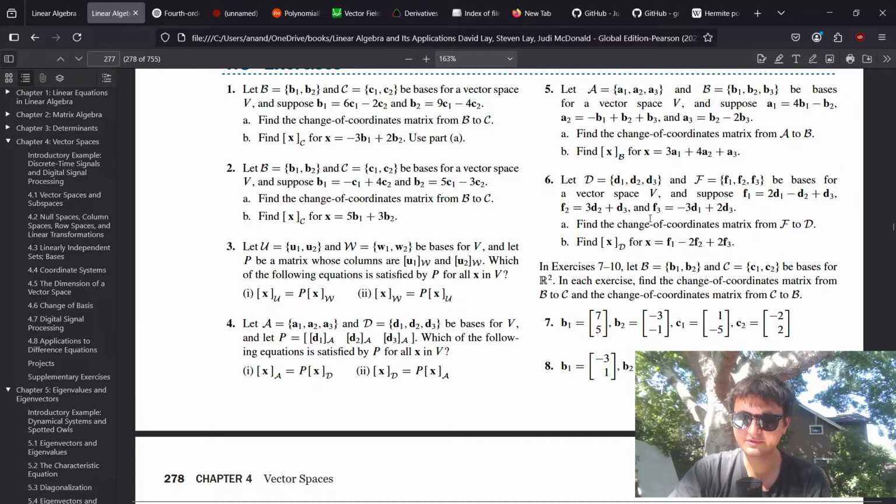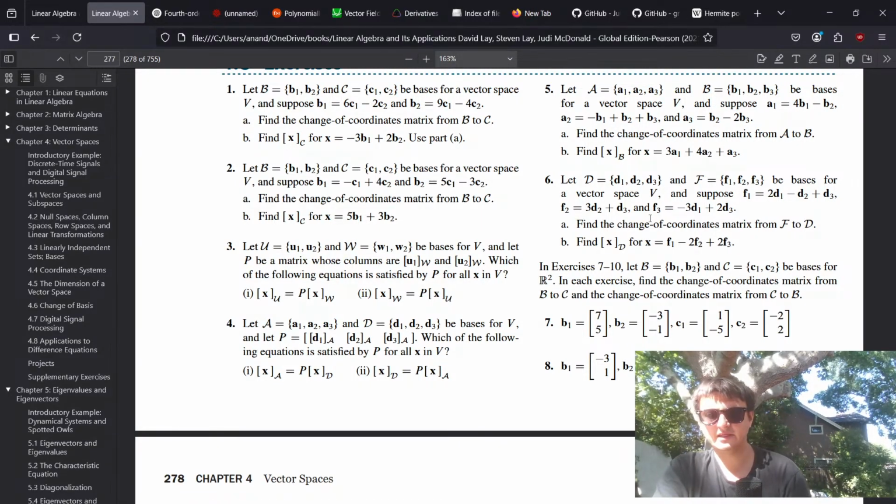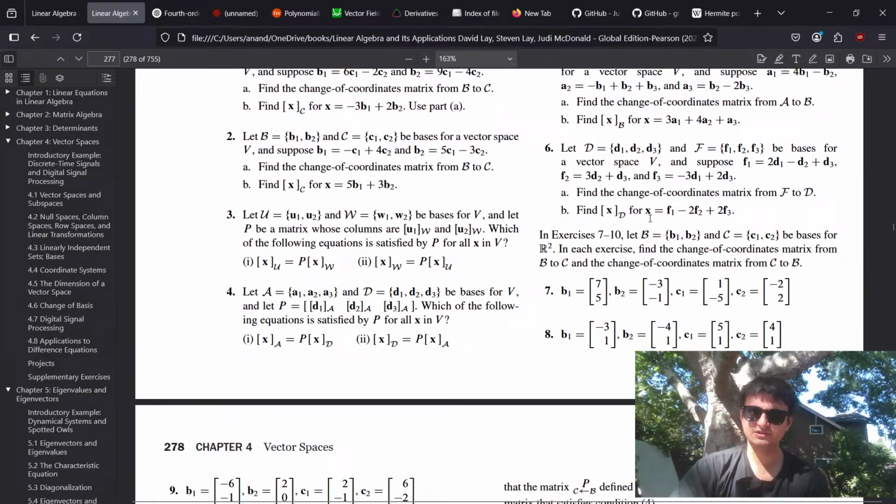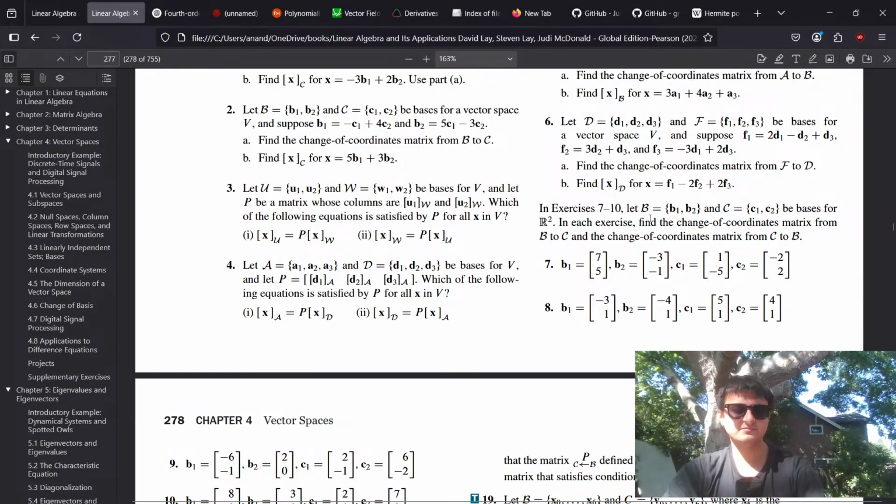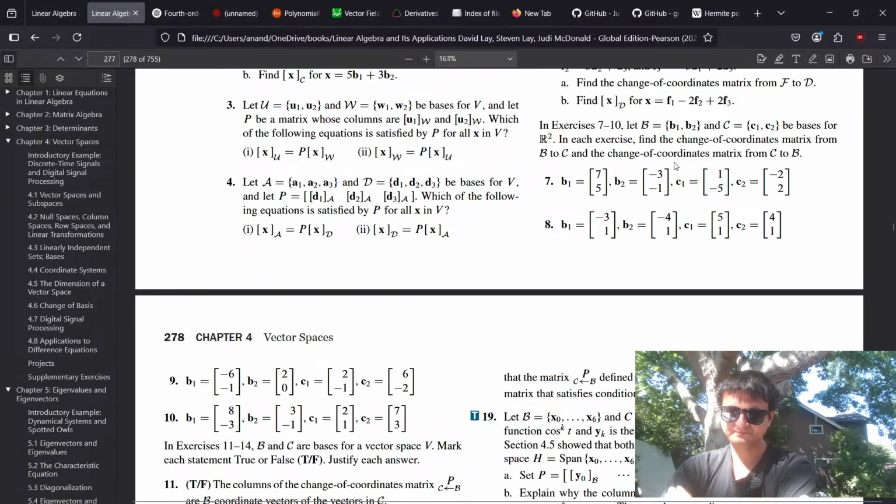Okay, so 3 through 6 is all just reinforcing that idea, which is good. I like that. I think I'm going to just do all of those. All right, so 7 through 10: let B and C be bases for R2. In each exercise, find the change of coordinates matrix from B to C and from C to B. Okay, not so bad.